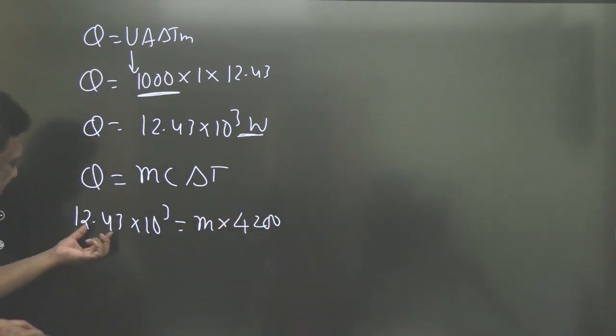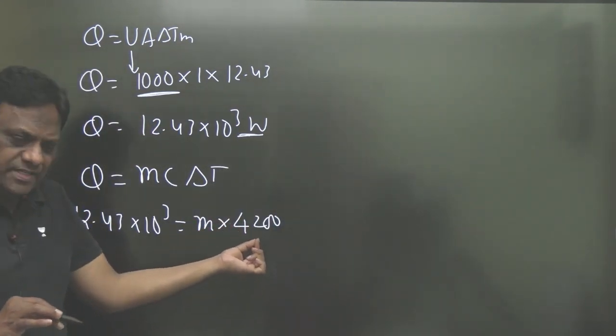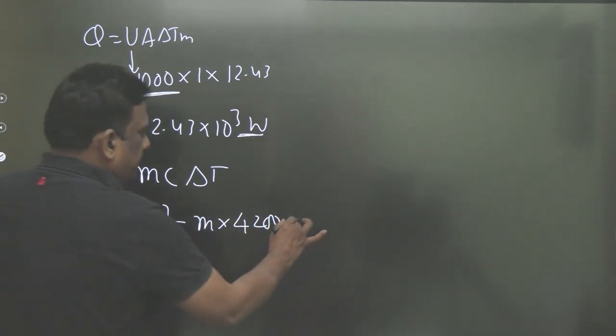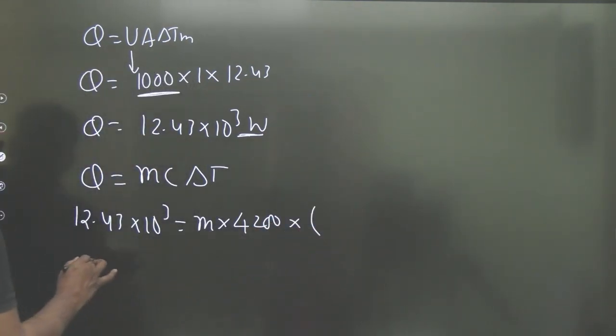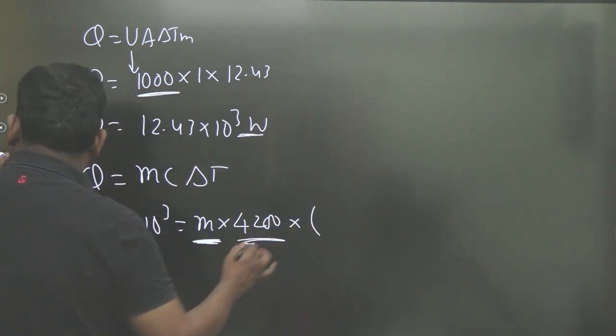Why? Because this I have kept in watt. If this is in watt, watt means joule per second, so this should be in joule. m c delta T of water: so water's temperature difference, water mass flow rate, water specific heat, water temperature difference.